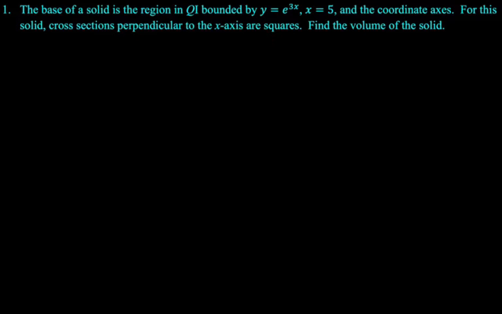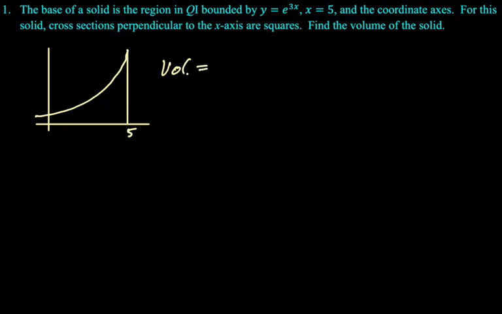I'm going to start with a rough graph. It does not need to be perfect. So here's e to the 3x, basically. Let's put in x equals 5. And then our cross-sections are squares. They're going to be perpendicular to the x-axis. So we're going from 0 to 5. Our cross-sections look like that in the xy plane, right?